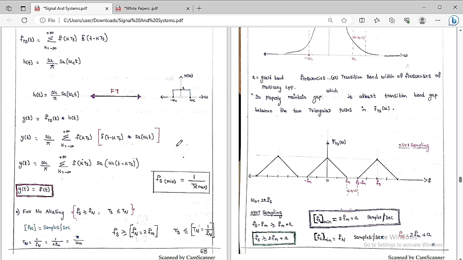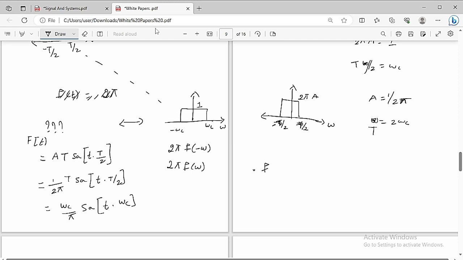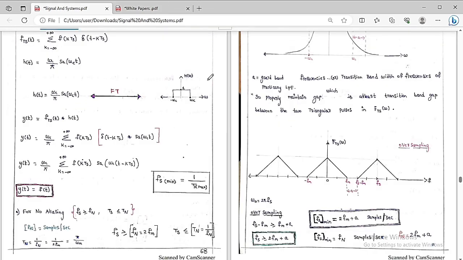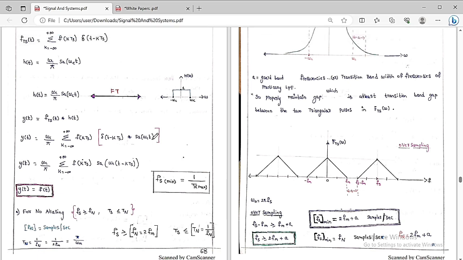Similarly, you know this formula, right? I already told you this important formula. What is the formula? f of t minus t1 convolution of delta of t minus t2 is nothing but f of t minus of t1 plus t2. So this formula I already told you. Therefore, what we can say here, delta of t minus k Ts convolution of sinc of omega c t is sinc of omega c of t minus k Ts. So wherever t is there, replace it by t minus k Ts. That's it. Therefore, we are going to get it like this.